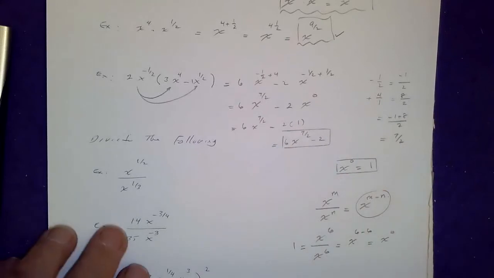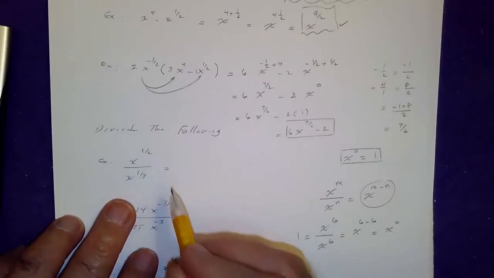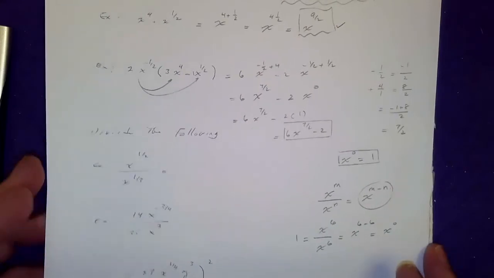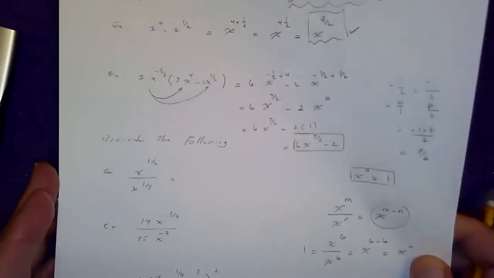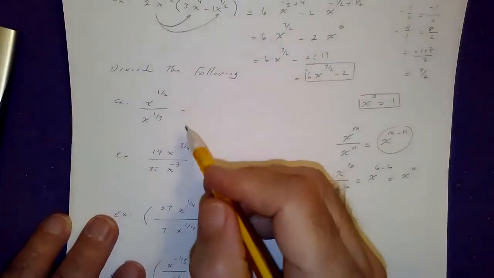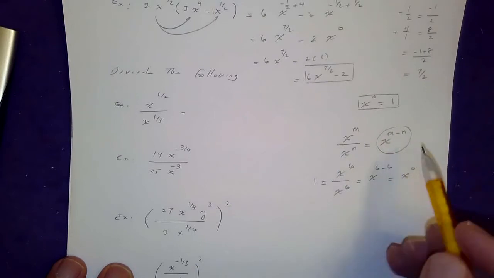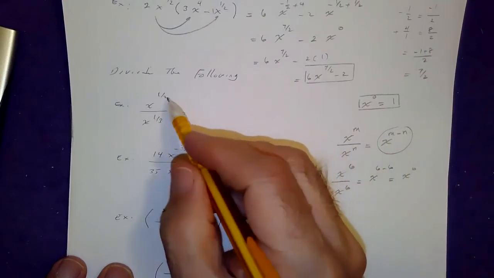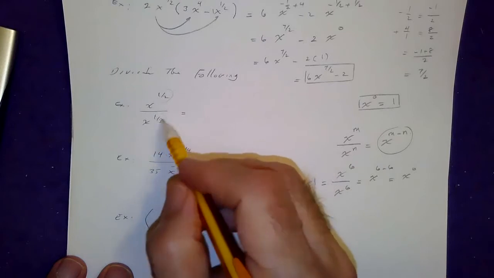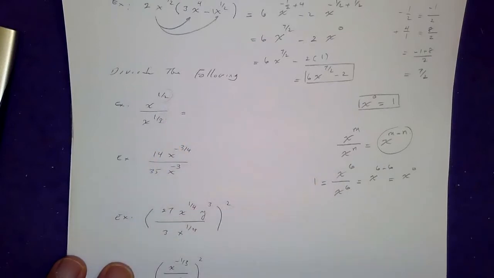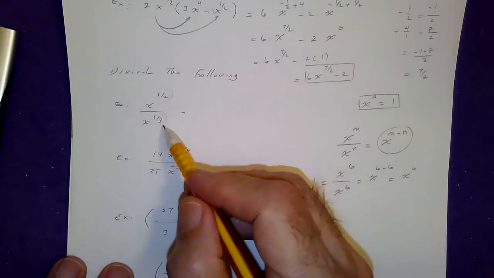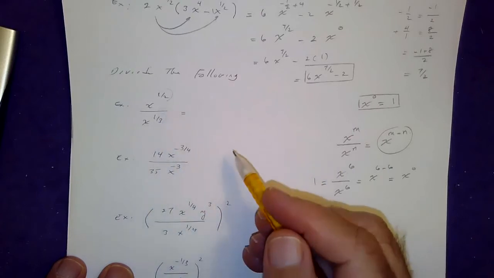Do you see it? How about this guy? How about if we are asked to divide expressions with rational exponents? Well, remember, you're supposed to subtract the powers. So the question is, which power should I subtract from which? Well, you always subtract the smaller one from the larger one, right?